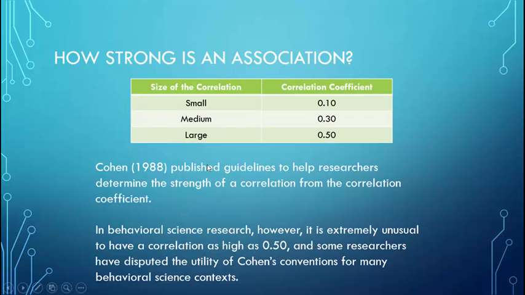In terms of interpreting the size of a correlation, here is a guideline: a small correlation is about 0.1, medium about 0.3, and large is 0.5 and higher.